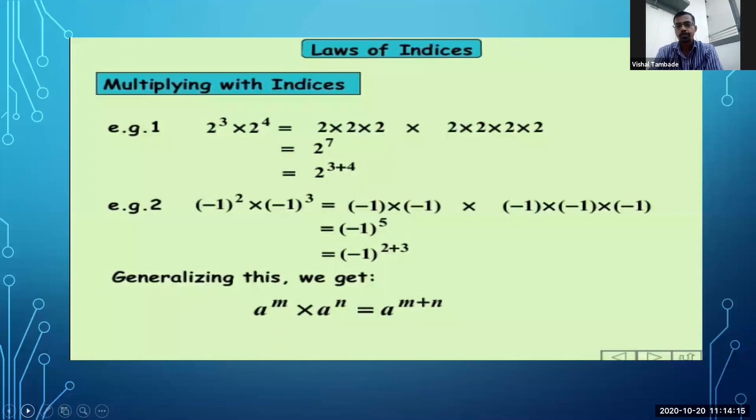In short, we write like that, 2 raised to the power 3 plus 4. Because here base is same, power is different and operation is multiplication, we have to add the power. 3 plus 4 means 7, means 2 raised to the power 7.